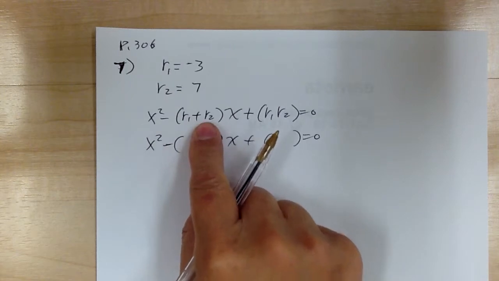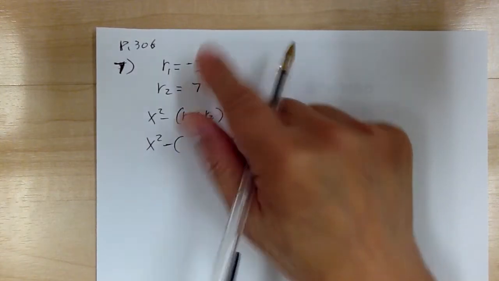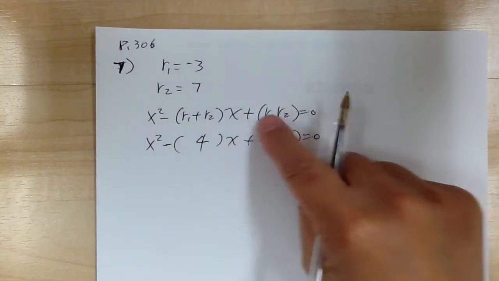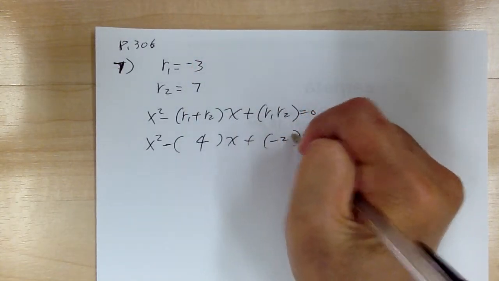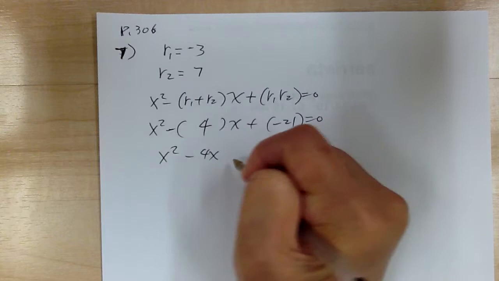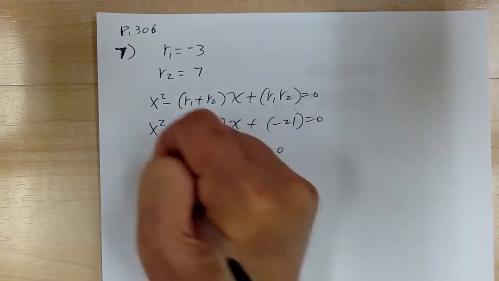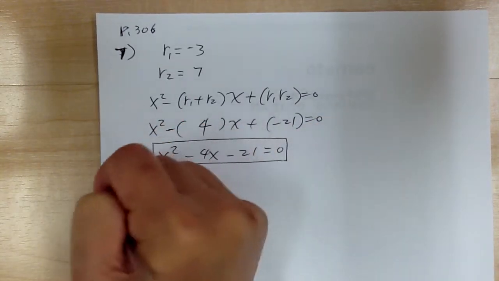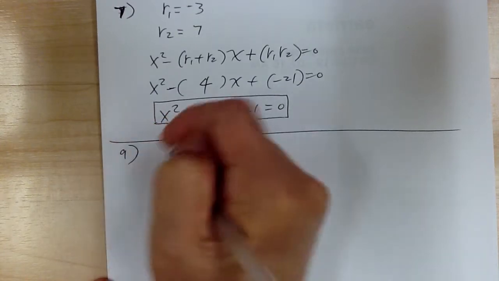So r1 plus r2, by looking at it, when you add, you're going to get 4. Over here you multiply, so you get minus 21. Then you simplify, so you get x squared minus 4x minus 21 equal to 0. Okay, number 9.